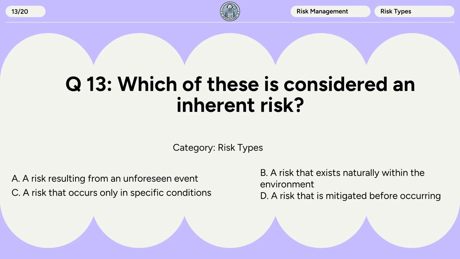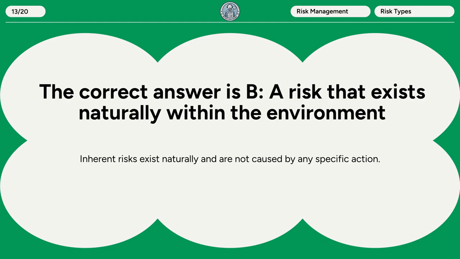Question 13. Which of these is considered an inherent risk? A. A risk resulting from an unforeseen event. B. A risk that exists naturally within the environment. C. A risk that occurs only in specific conditions. D. A risk that is mitigated before occurring. The correct answer is B. A risk that exists naturally within the environment. Inherent risks exist naturally and are not caused by any specific action.